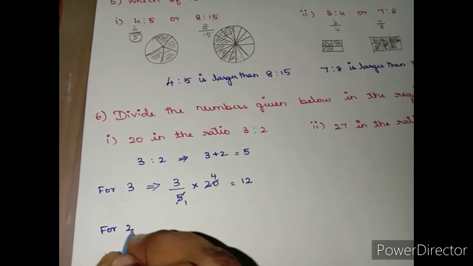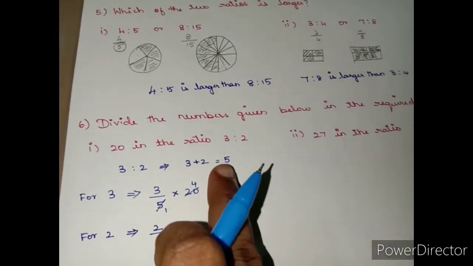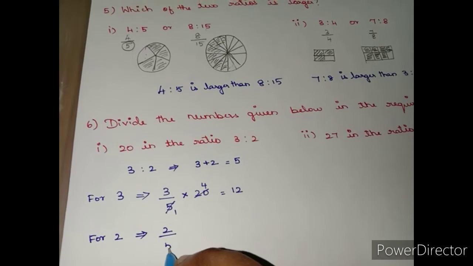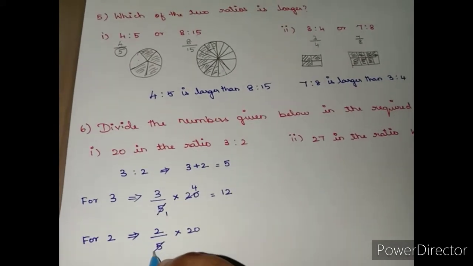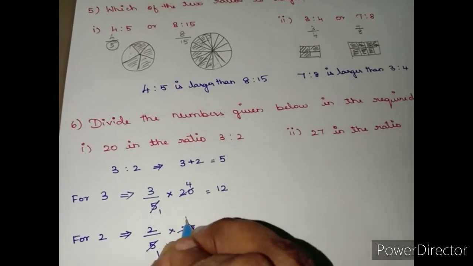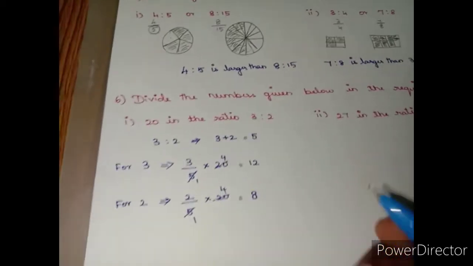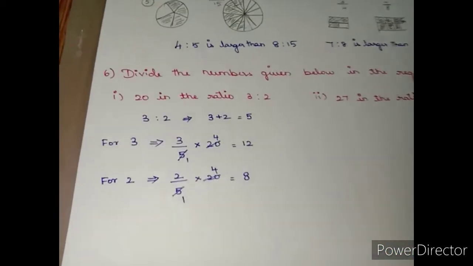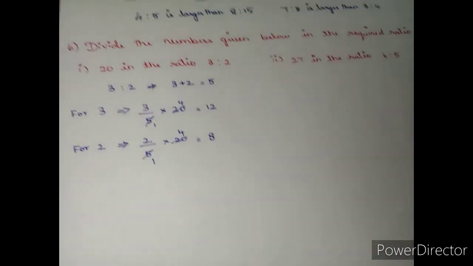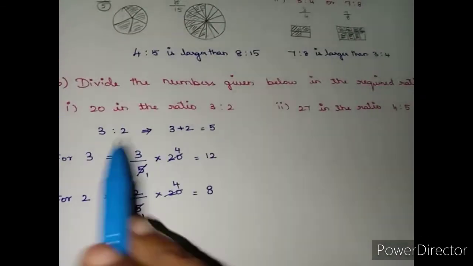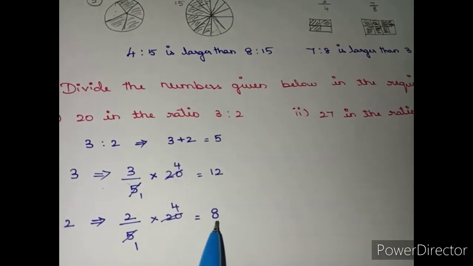For 2, 2 by the total number 5, into 20. 5 ones are 5, 5 fours are 20. 4 twos are 8. So this 20 can be divided as 12:8. So for 3 you will get 12. For 2 you will get 8.